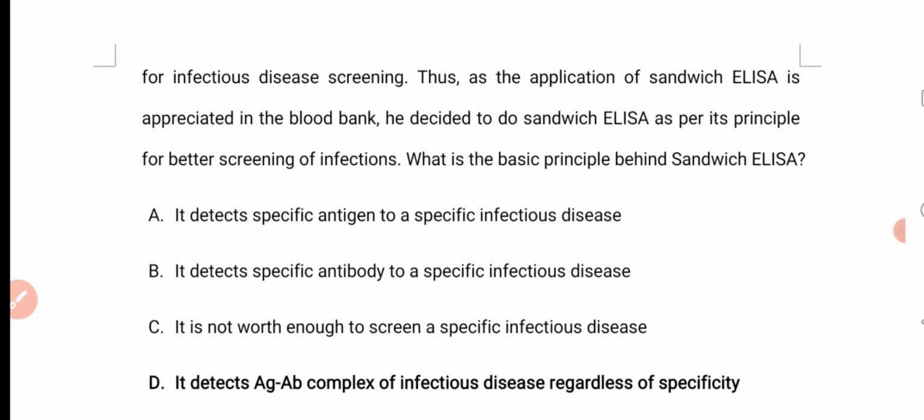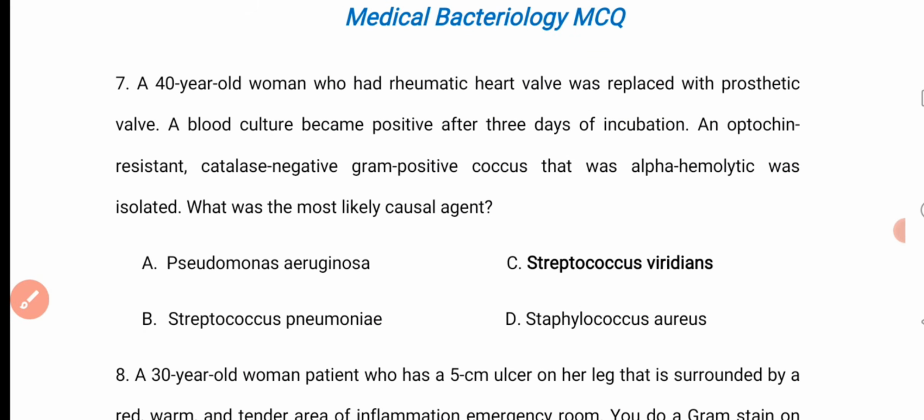So in sandwich ELISA we use two antibodies, and it is highly sensitive because we use double antibody. This will increase its sensitivity and specificity. So it detects the antibody and antigen complex of infectious disease regardless of specificity. The correct answer is D. It's very highly sensitive. So the next section will be the medical bacteriology section.